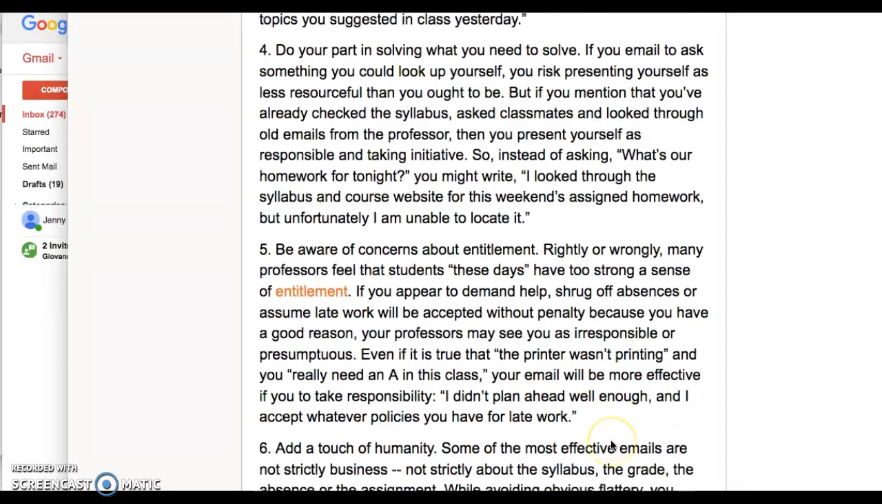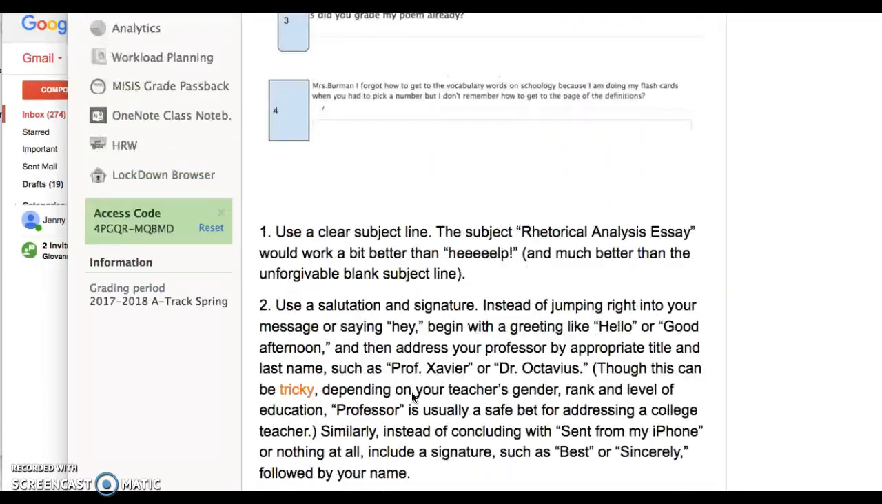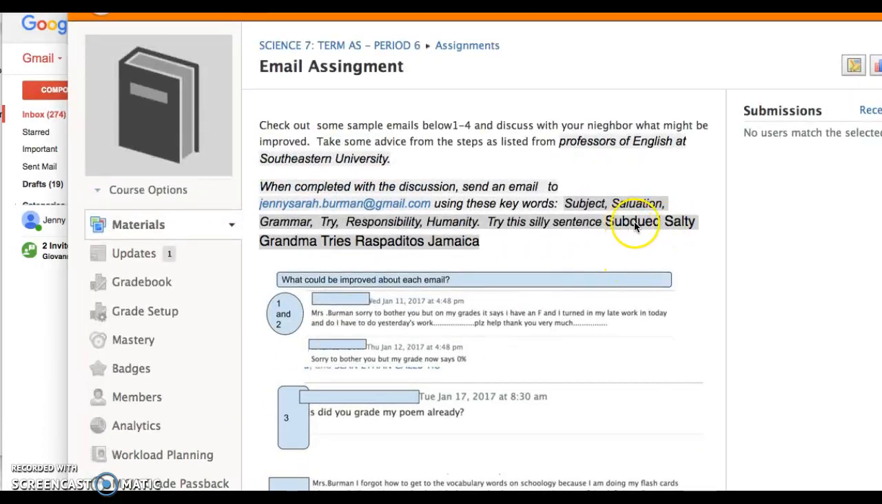And the last one is humanity, reaching out to the person and making sure you're connecting with them as a person, maybe sharing a good thing or asking news about a good thing, and always academic articles or anything that you want to send to the professor or teacher that you're working with that engages them in the content that they're teaching. So if we remember this sentence, subdued, salty grandma tries raspaditos Jamaica, we will be able to write an email.